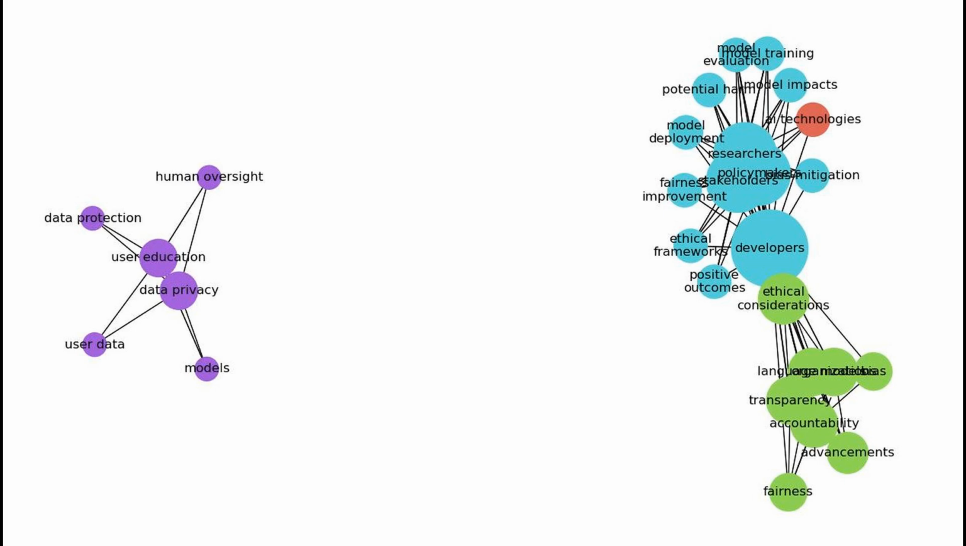Clear communication about the model's capabilities and limitations can help users make informed decisions. Establishing accountability for the outputs generated by these models is also critical, particularly in sensitive fields like healthcare and law.